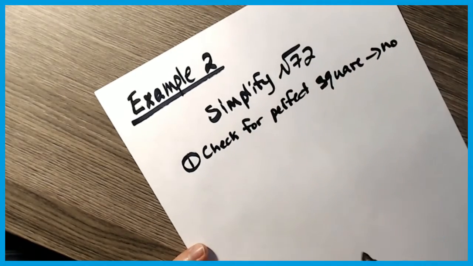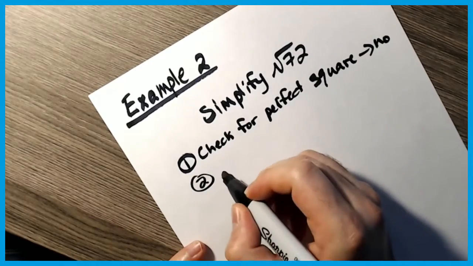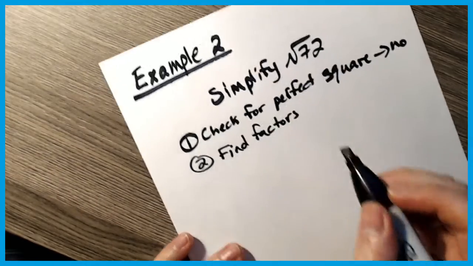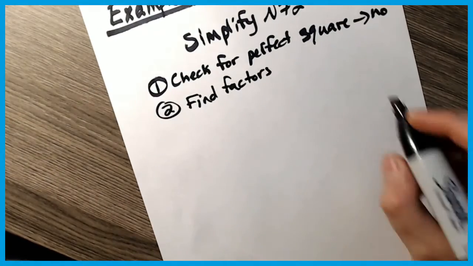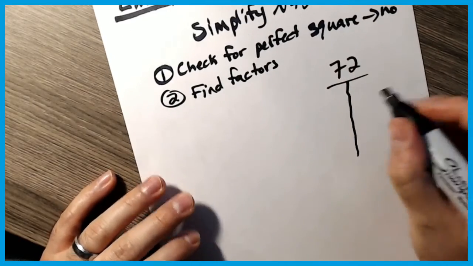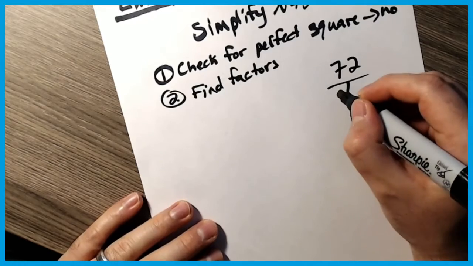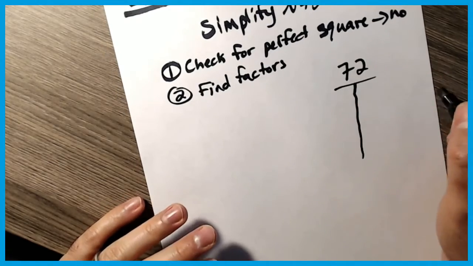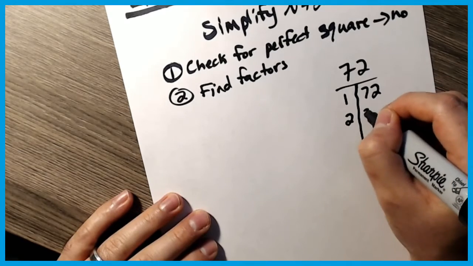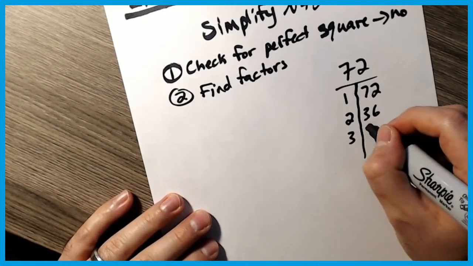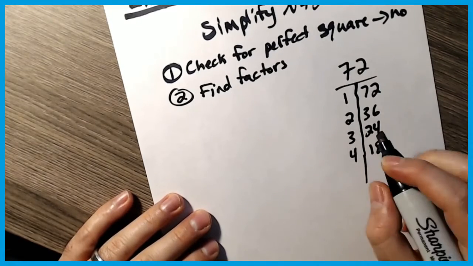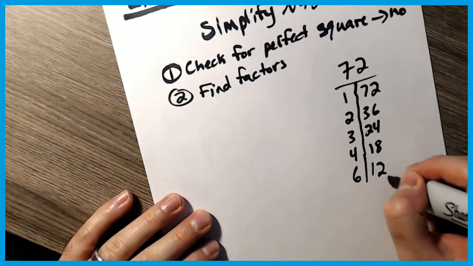And that's a hard no. Second step then is find factors. So again, don't complicate this, just make a list. But with a number like 72, some interesting things happen. So again, use a calculator if you have to, but you have 1 times 72, 2 times 36, 3 times 24, 4 times 18, 6 times 12, and 8 times 9.